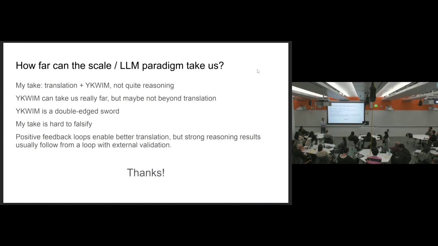Okay, great. So this is the big summary, right? My take is that large language models are sort of translators plus this fuzzy "you know what I mean" interface. They're not quite reasoning the way that we want them to, and I'm not sure that just scaling up is going to solve that reasoning problem. At the same time, "you know what I mean" can really take us very far, right? But it's a double-edged sword, where we are asking the model to fill in the blanks for what we want, and there are no guarantees about how it's going to fill in those blanks, right? My take is hard to falsify, but I think there are some positive feedback loops there.